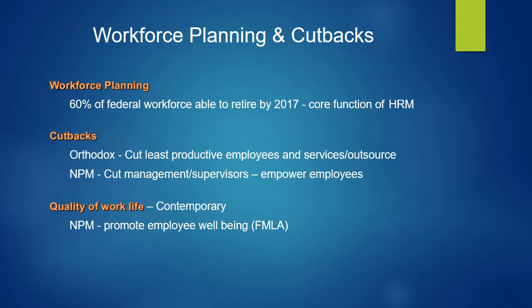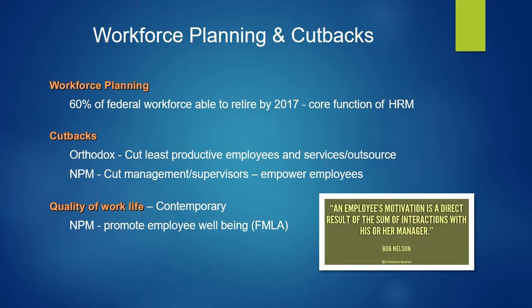60% of the federal workforce is able to retire by this year. While this is a large number of employees to be replaced, there are still sometimes cutbacks in government. When cutting employees, orthodox public management seeks to cut the least productive employees and services as well as outsource. Under NPM, administrators believe in cutting managers and supervisors while empowering employees.